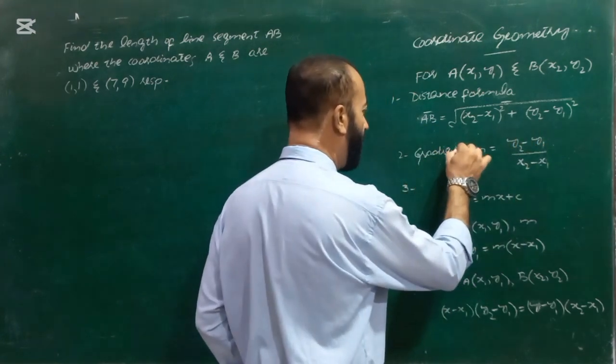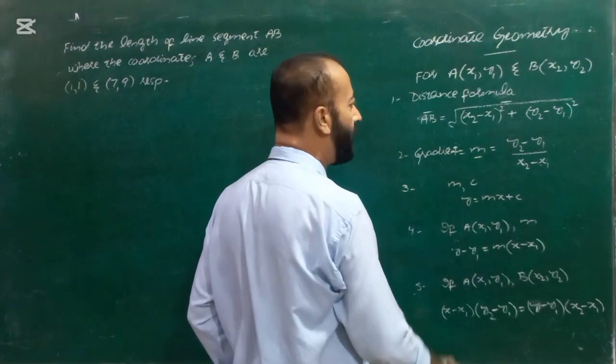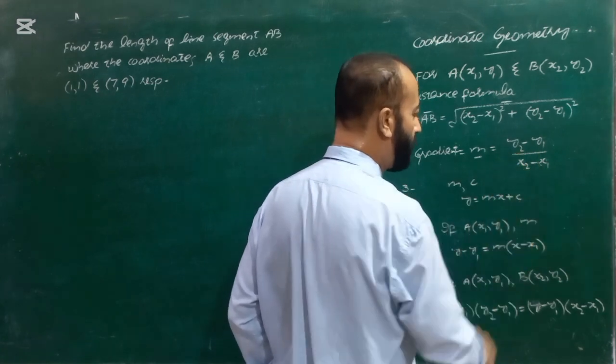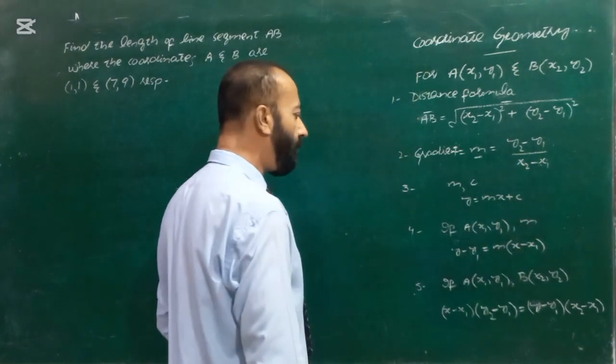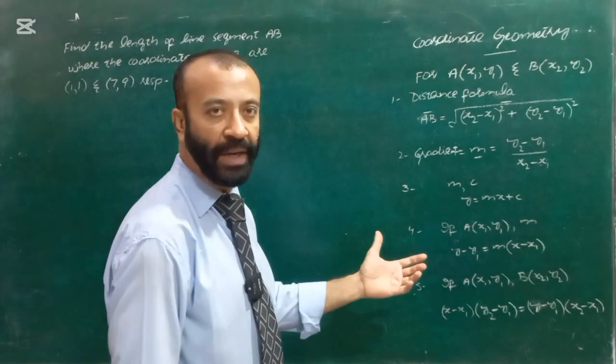And then the gradient. Gradient is represented by m. So the gradient of the 2 points, the formula is y2 minus y1 over x2 minus x1. And here are 3 formulas for making the equation of a line.